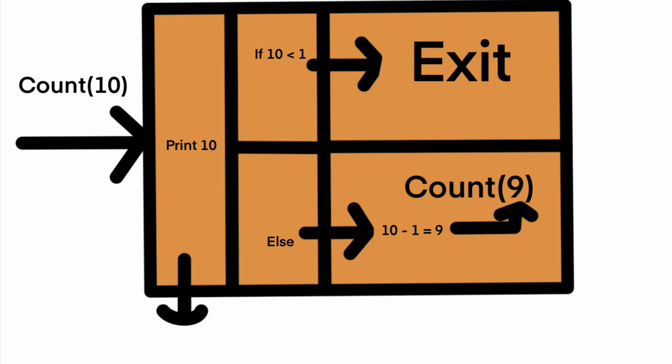What I just said can also be depicted like this, where from one side you call the function, print it, and check the condition if it is less than 1. If it is 1, you exit, or else you call the function again. Now where you see count 10, just imagine count 9, and it will again pass 9, then it will print 9, check, and then call the function for count 8, and this will keep going until the condition becomes true and it exits itself from the loop.